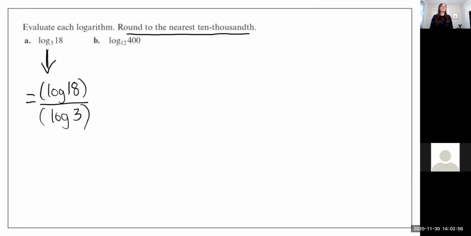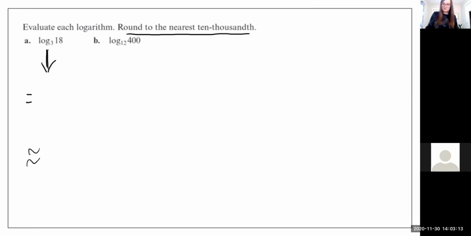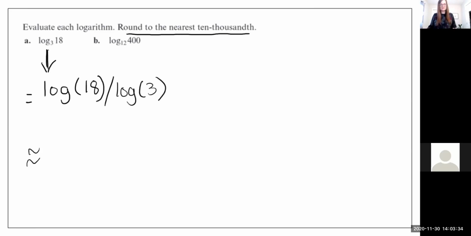I just have to warn you about something. Because of the way you would type it into your calculator, you have to be really careful about the brackets. Because if your calculator opens a bracket here, if you type 18 and then just press the division button, it's going to put that division into that bracket. So you have to close the bracket and then divide by log of 3, close bracket, if that makes sense.